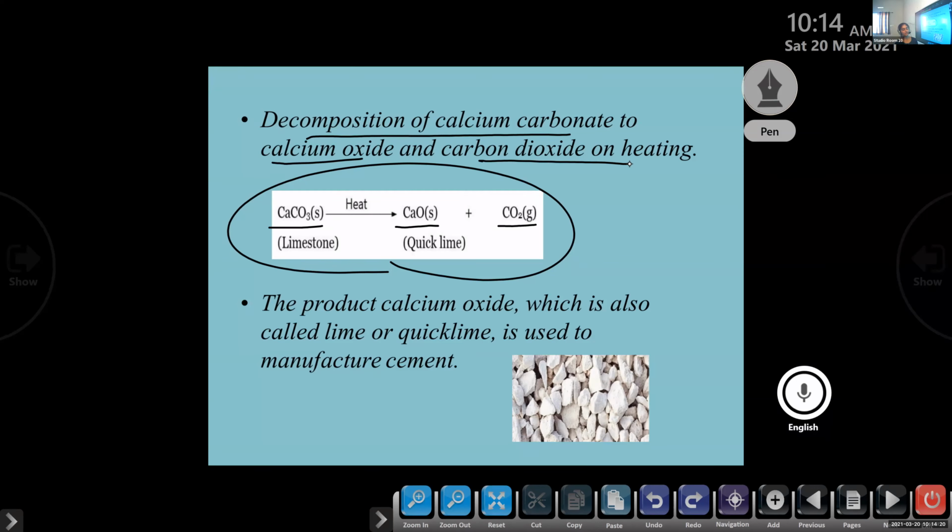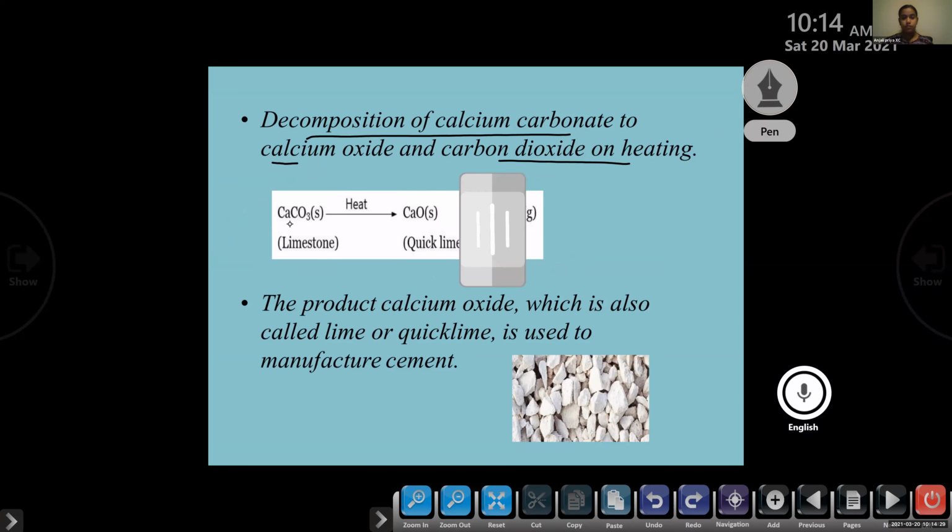Okay, Anjali Priya, can you tell me the name of the reaction? Decomposition reaction. Okay, decomposition reaction. So the calcium carbonate, that is limestone, on heating decomposes to form calcium oxide and carbon dioxide. And this CaO or Ca(OH)2 reacts with carbon dioxide to form CaCO3. This is an example for combination reaction.